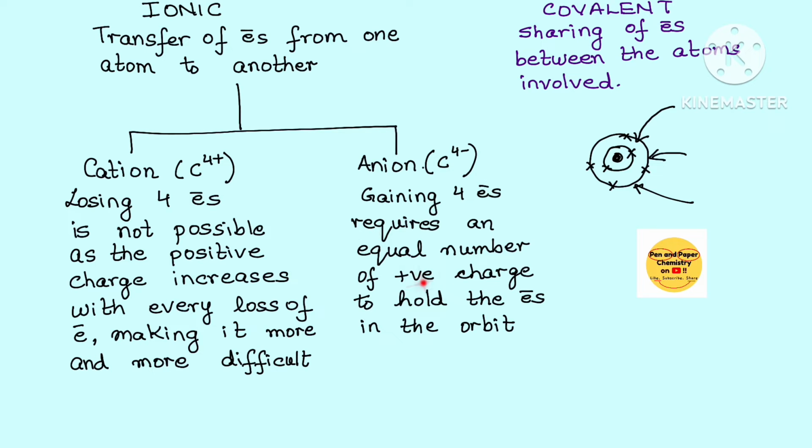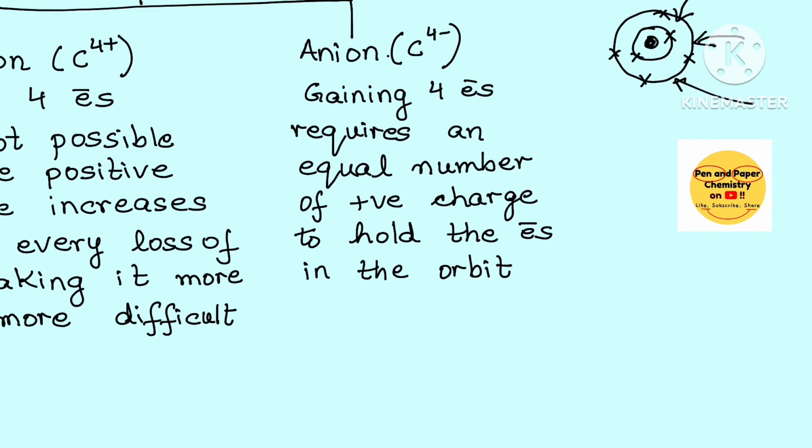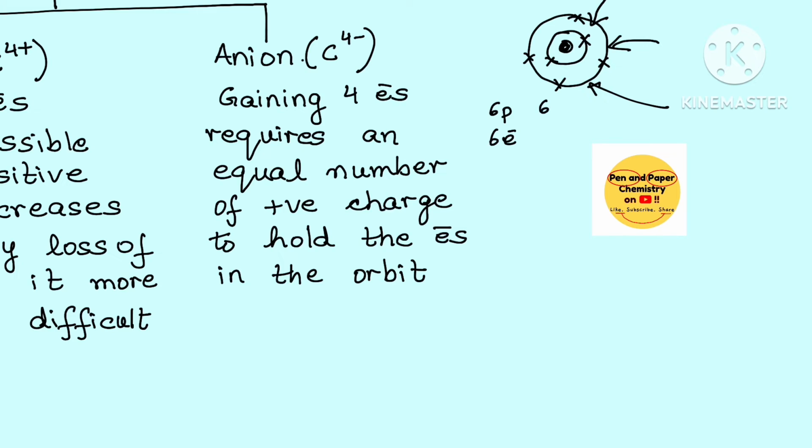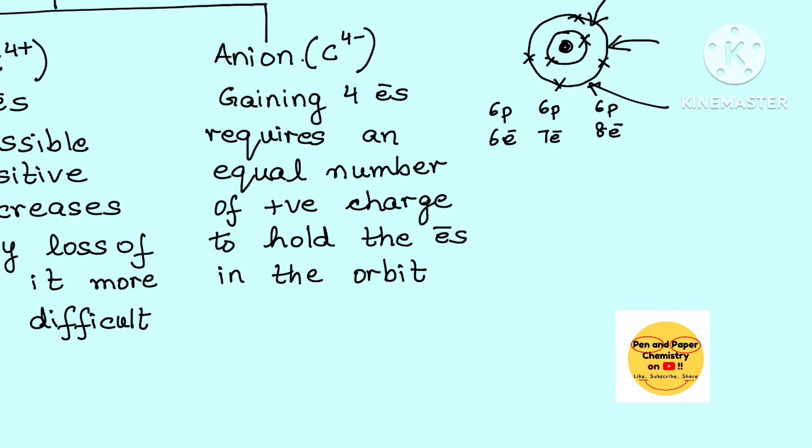The same thing happens in the case of C4 negative. That means carbon gaining 4 electrons. Meaning to say there should be an equal number of positive charges, protons. The opposite situation applies over here. To start with 6 protons, 6 electrons. Now it's 6 protons, 7 electrons. 6 protons, 8 electrons. Oh, it is getting difficult for the protons to handle the electrons. Correct? Because there has to be an equal force of attraction for the atom or the ion so formed to be stable.